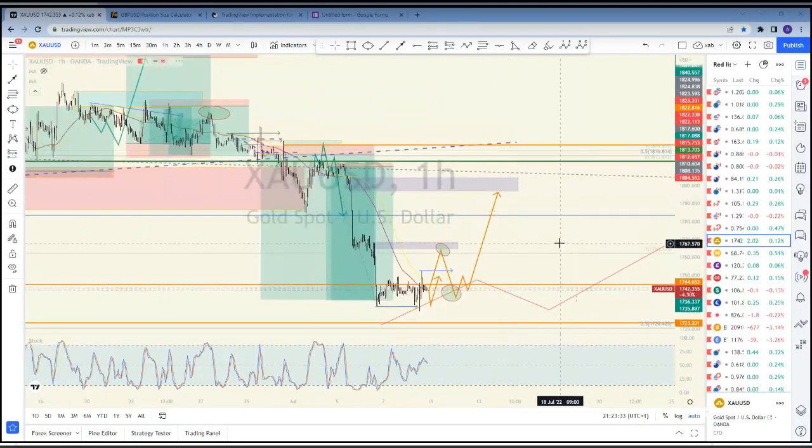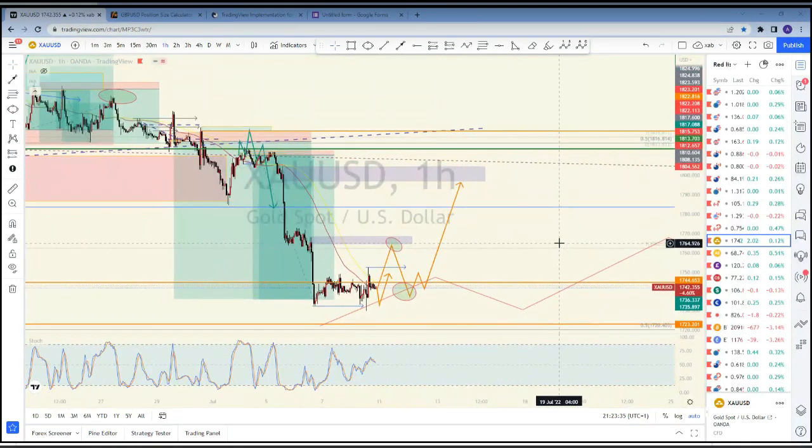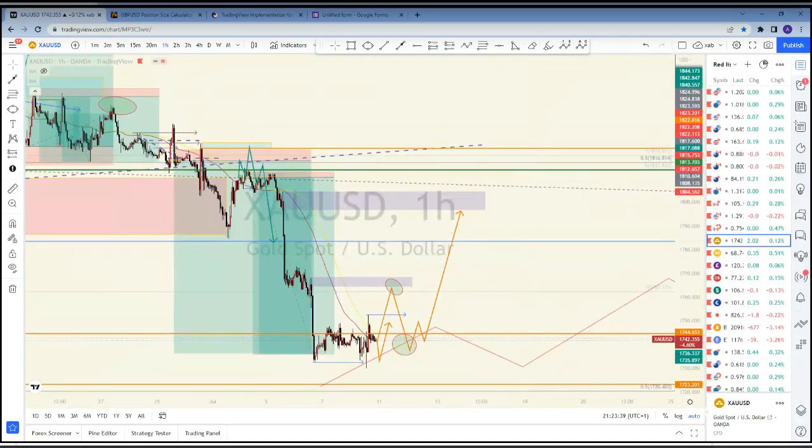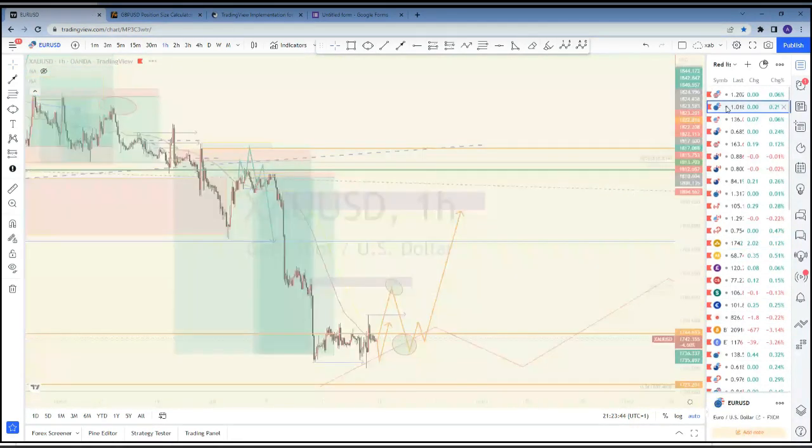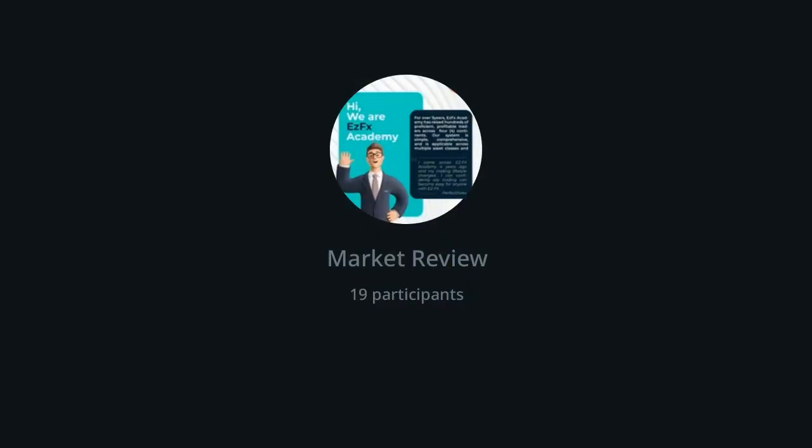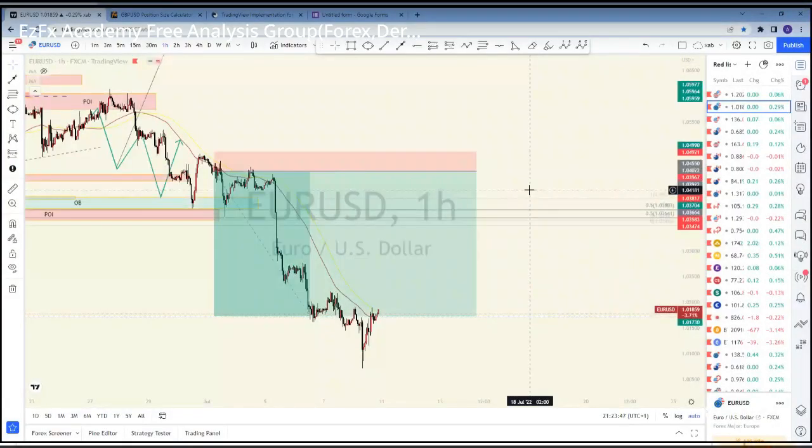So this is gold. That's the expectation on gold. Let's go to EURUSD straight up right now. NASDAQ, we're going to look into NASDAQ, GU, EU. All of those are noted.